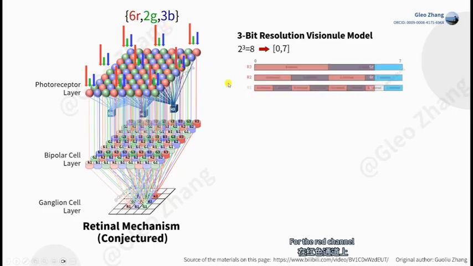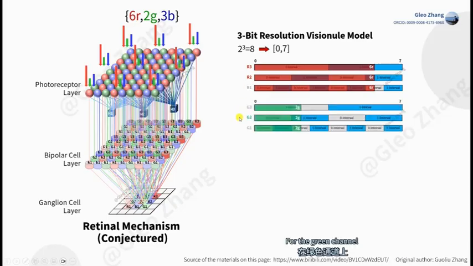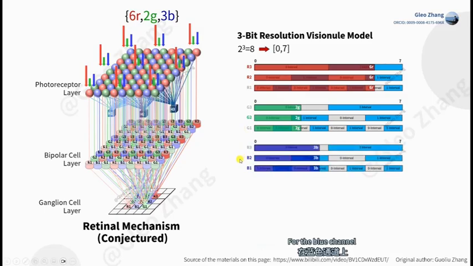Then, for the red channel, 6R falls within R3 and R2's 1 intervals, R1's 0 interval. Therefore, R3 and R2 bipolar cells are activated, while R1 bipolar cells remain at rest. For the green channel, 2G falls within G2's 1 interval, G3 and G1's 0 intervals. Therefore, G2 bipolar cells are activated, while G3 and G1 bipolar cells remain at rest. For the blue channel, 3B falls within B2 and B1's 1 intervals, B3's 0 interval. Therefore, B2 and B1 bipolar cells are activated, while B3 bipolar cells remain at rest.